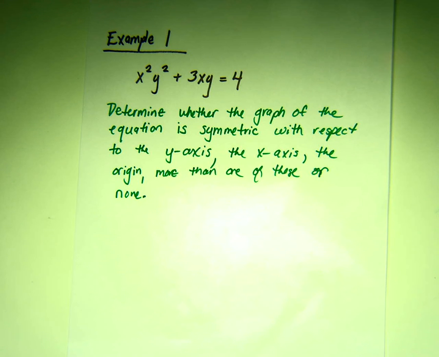Math 1710. For your first example, you have the equation x squared y squared plus 3xy equals 4. What it's trying to determine is whether the graph of the equation is symmetric with respect to the y-axis, the x-axis, or the origin, more of these, or none. So one of the first things that we're going to do is test for the x-symmetry.